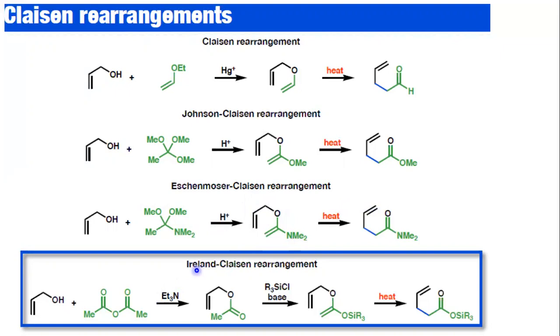And finally, the Ireland-Claisen rearrangement. In this case, allylic alcohol is acetylated with acetic anhydride in the presence of a base. Then acetylation is done. Then that would be silylated using a base so that it can be converted to a silyl enol ether. Then that would get rearranged into this form by the 3,3 sigmatropic rearrangement reaction.